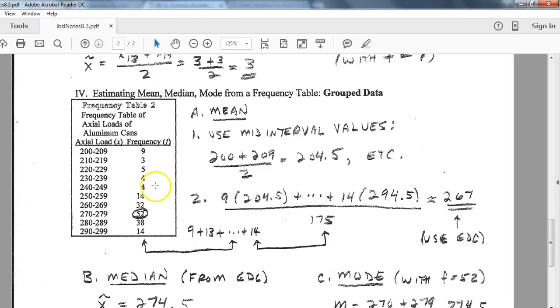Keep in mind that from a frequency table, you can identify things like a mode. I can see here that the highest frequency was 52, so this class is my mode. So my mode is from 270 to 279.